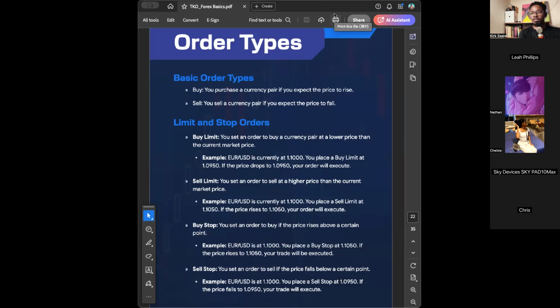Let me write this down. So balance, $200. Risk per trade is 3%, and that in dollars will be $6. Right? Risk per trade is 3%, which is $6. And your risk per day is going to be 9%.